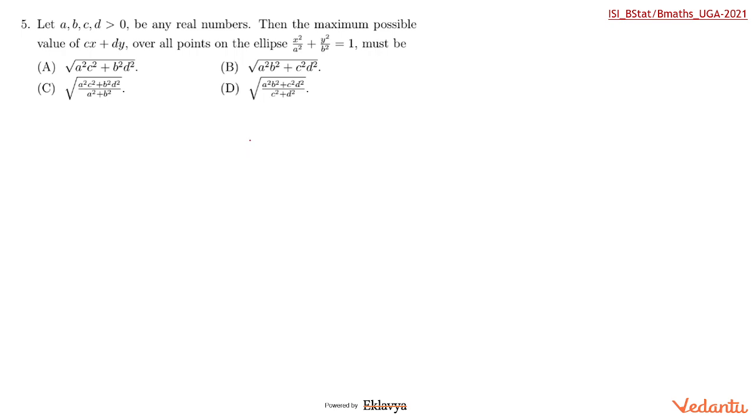Let a, b, c, d be any real numbers. Find the maximum possible value of cx plus dy over all points on the ellipse x squared by a squared plus y squared by b squared is equal to 1. We know the parametric equation for this ellipse is x equals a cos theta and y equals b sin theta. So considering cx plus dy, and taking x as a cos theta, y as b sin theta, we can write ac cos theta plus bd sin theta.